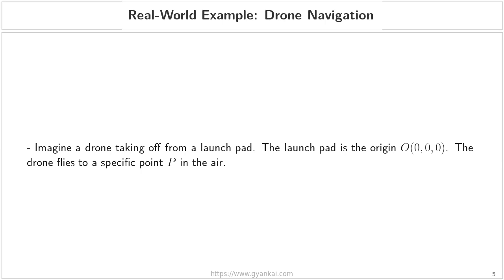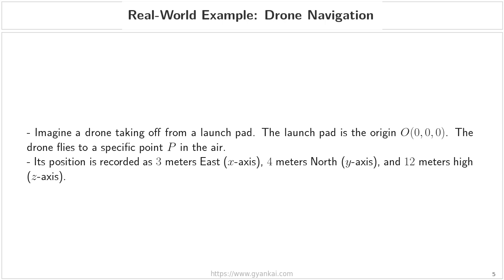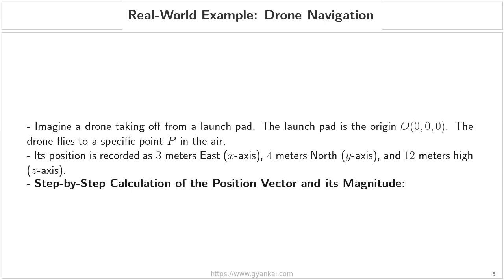As the drone flies away, it reaches a specific point in the air, which we'll call point P. According to its flight logs, the drone's position is recorded as 3 meters east along the x-axis, 4 meters north along the y-axis, and 12 meters high along the z-axis. Let's walk through the step-by-step calculation to find the position vector and its magnitude.